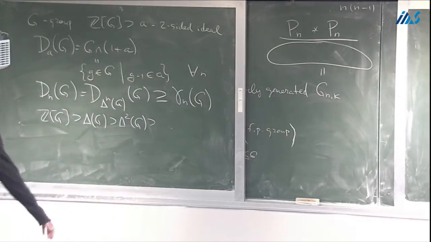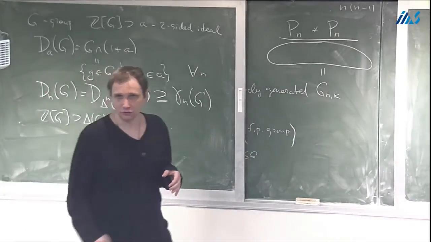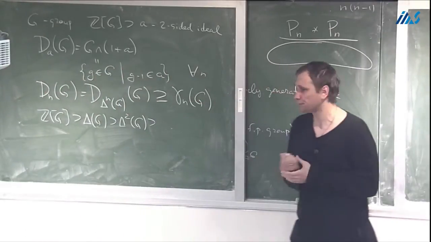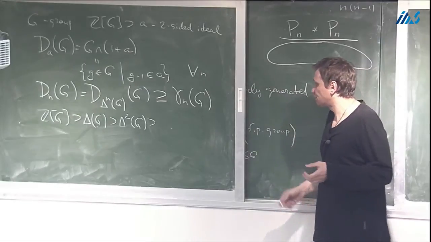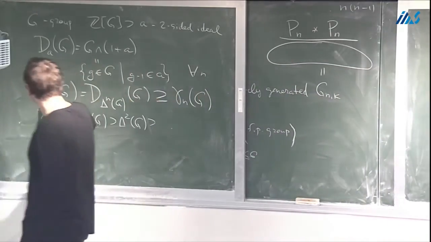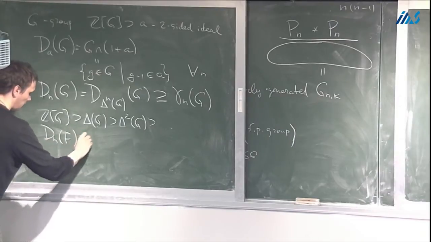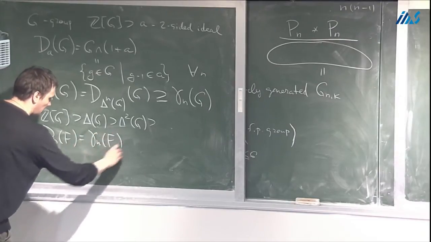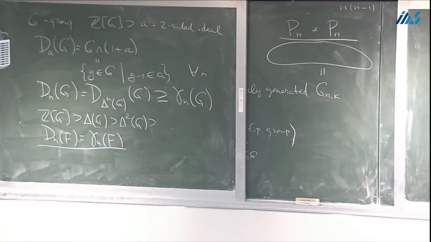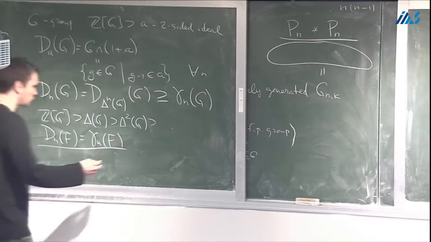The lower central series, as you know, is defined inductively by commutator subgroups generated by the previous term and the whole group G. For example, if we take a free group F, then they coincide. And moreover, if we take an arbitrary group G, they coincide up to degree 4.